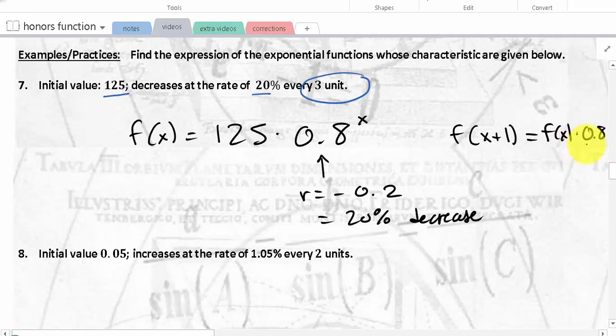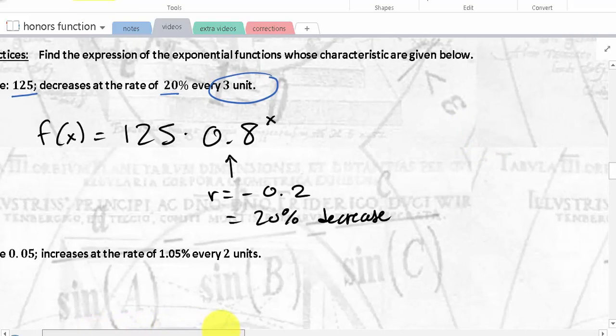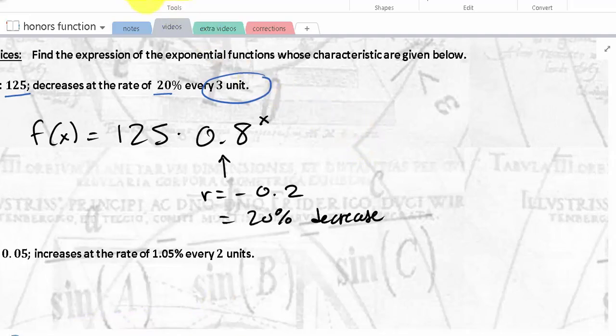So you decrease by 20% for 1 unit. We don't want it to happen every 1 unit. We want it to happen every 3 units. So how can you change this so it happens every 3 units? Check it out. It is not very difficult. This is what you do. You just divide that input by 3.